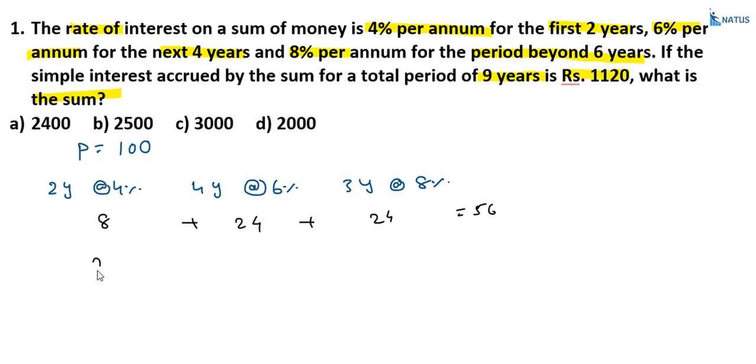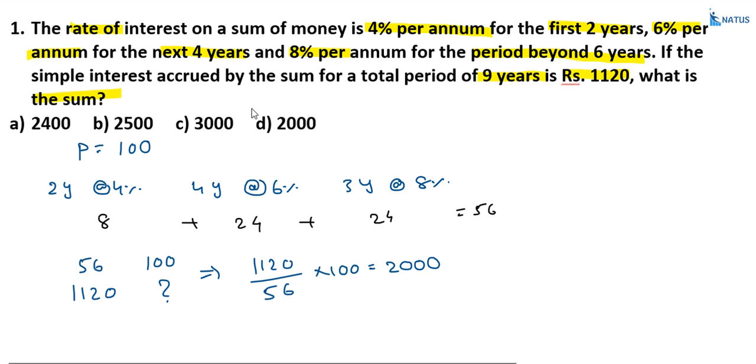If the interest is 56 rupees, then the principal is 100. But according to this condition, the interest is 1120. Then the principal is 1120 by 56 into 100, which is equal to 2000 rupees. Option D is the correct answer.